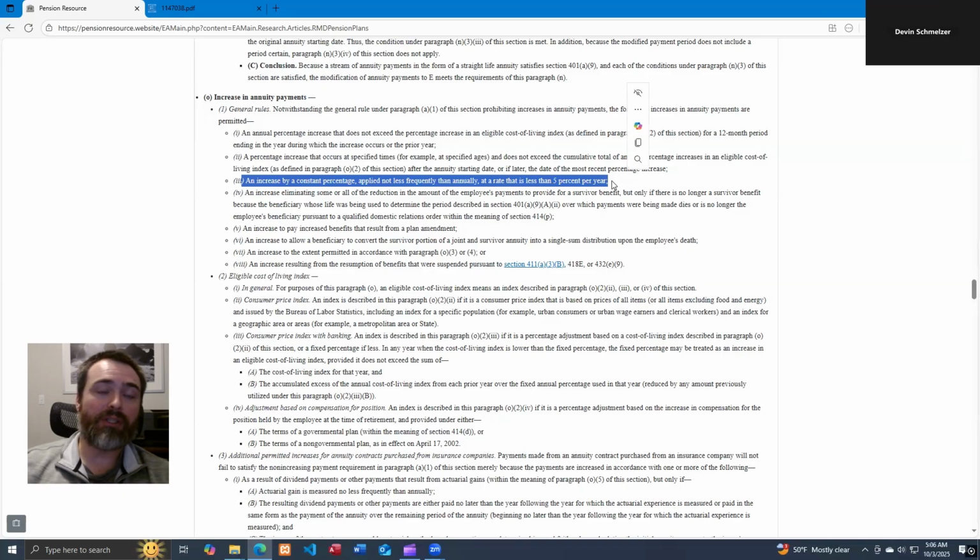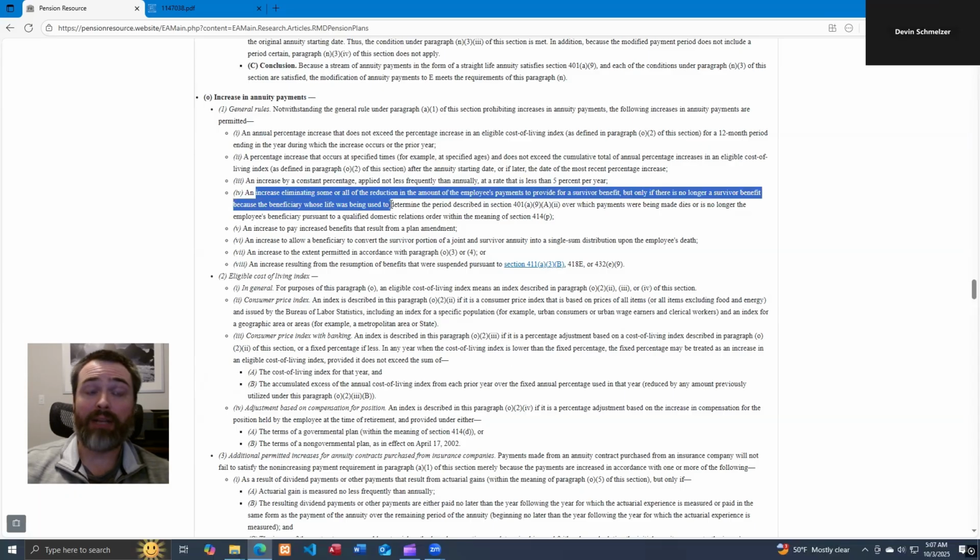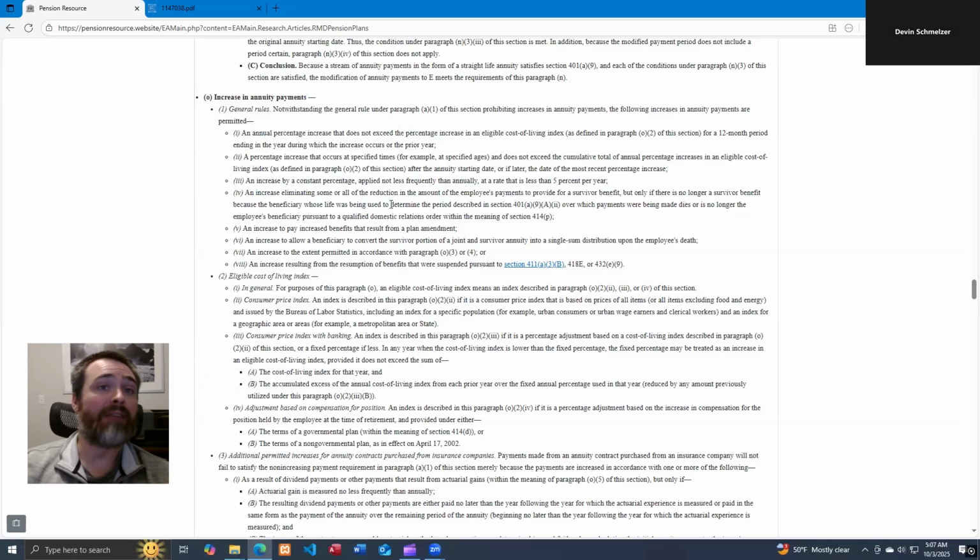There are a few exceptions in here where you're fine with increases in benefits. I'm going to cover those here. If you have an increase that eliminates increases to a surviving spouse. So for example, if you had a 50% J&S, so the spouse gets 50% of what the participant gets, and the plan amends saying, hey, we're no longer going to offer that. We're going to true it up for everyone for free. We're going to subsidize the J&S benefits. So now your spouses will get 100% of the participant's. That is fine.